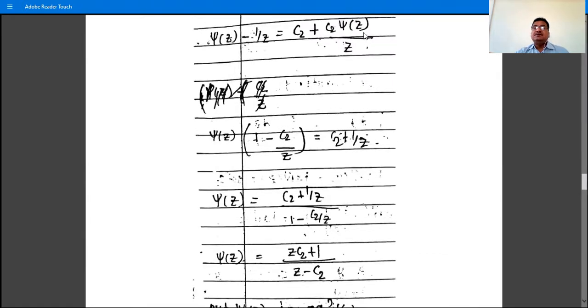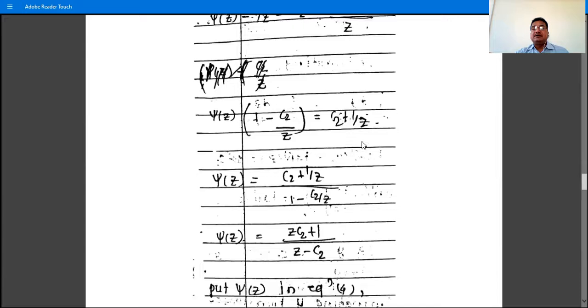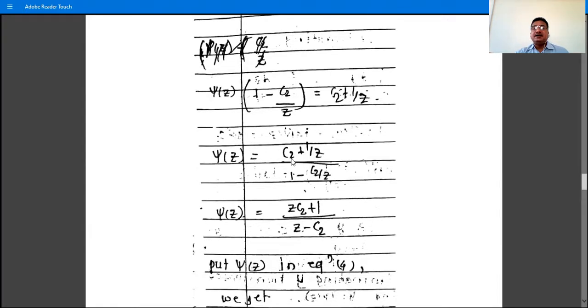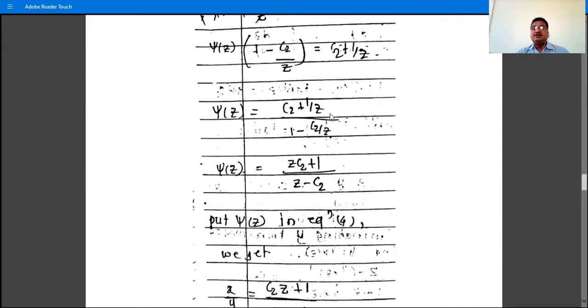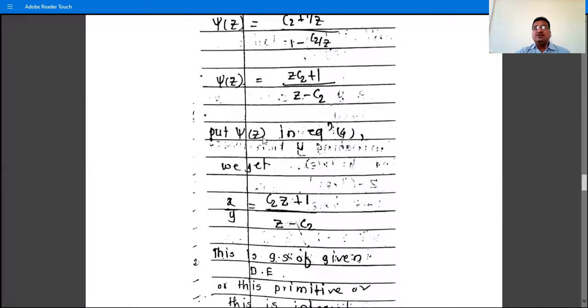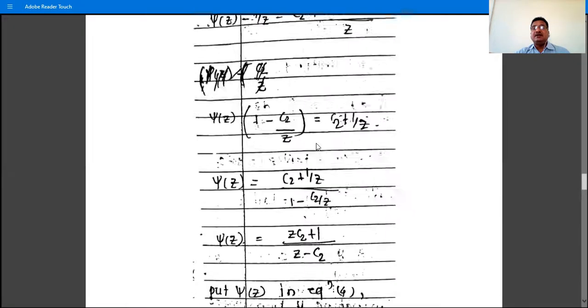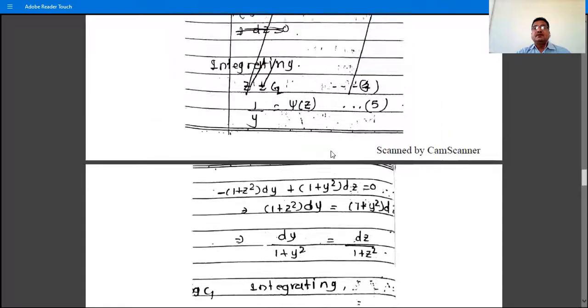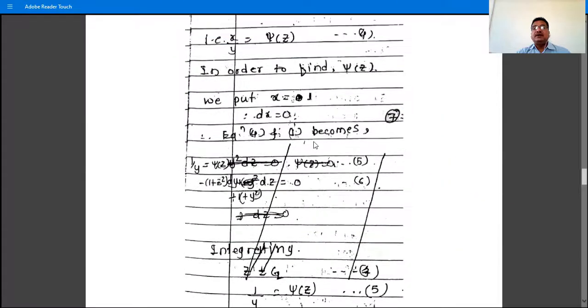And then shift this quantity to LHS and take psi z as common. So (1 minus C2 by z) psi z is equal to C2 plus 1 by z. And then psi z is (C2 plus 1 by z) divided by (1 minus C2 by z). Take z as LCM: (z C2 plus 1) over (z minus C2), z gets cancelled. And then put this psi z in equation number 4. We have to put this value in equation number 4.